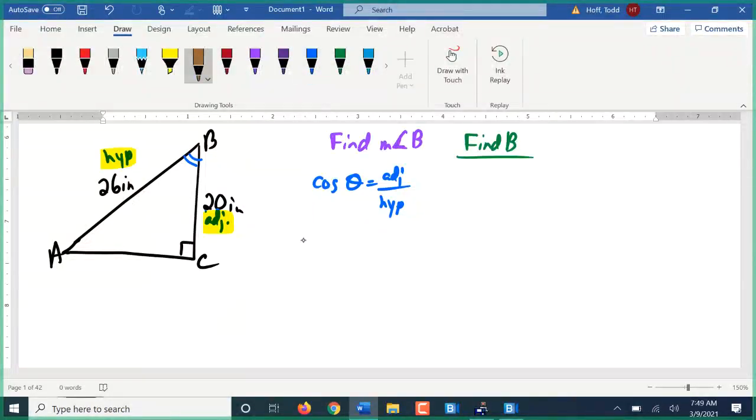I'm going to put that information in there. Cosine of angle B then would be 20, the adjacent side, over the hypotenuse of 26. Now I have been a little sloppy here. Technically that's 20 inches over 26 inches, but since those are both the same unit, it's going to cancel out anyway. And of course, the trig functions themselves are always unitless because the two measurements that we use have to have the same unit so that it does cancel out.